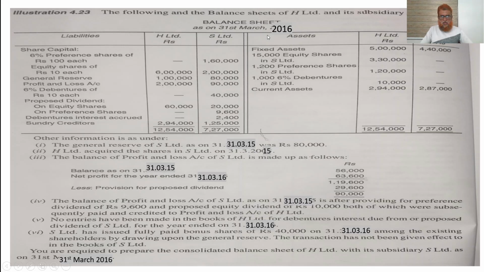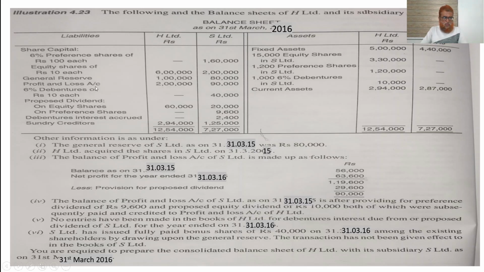Balance sheet as on 31st March 2016, H Limited, S Limited. Share capital, there are two types of share capital. 6% preference shares of rupees 100 each, 1,60,000, means 1,60,000 divided by 100, that is 16,000 preference shares of 100 each. Equity shares of rupees 10 each, 6 lakh for H Limited, 2 lakh for S Limited. 2 lakh means 2 lakh rupees divided by 10, that is 20,000 shares of 10 each.